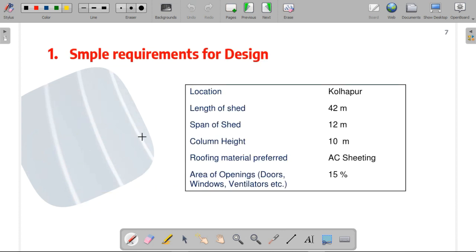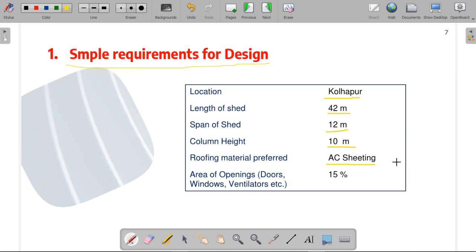For this design we need certain requirements from the client. As far as today's lecture is concerned, we'll be assuming certain data, and using this data we'll design the industrial shed. We are assuming that the truss is located in the Kolhapur region, the length of the shed is 42 meter, the span of the shed is 12 meter, the column height is 10 meter, and the roofing material is AC sheeting.